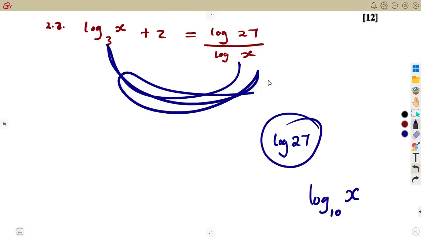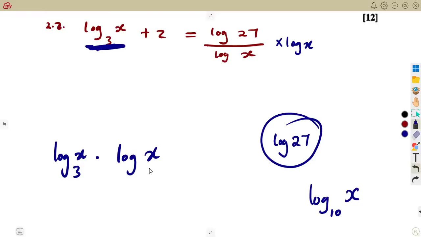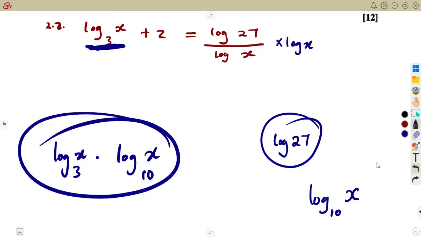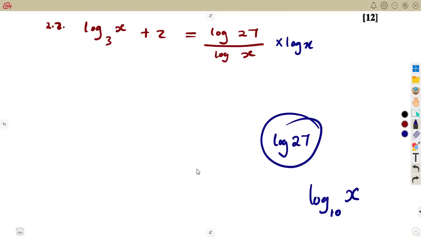So you cannot even think of getting rid of the denominator, to say let's multiply by log x. We are complicating things because when you multiply these two, it will be log x base 3 times log x, which is in base 10. These two cannot be multiplied. We do not have a law that can multiply these two because the bases are definitely different. Even if the bases are the same, you cannot multiply.